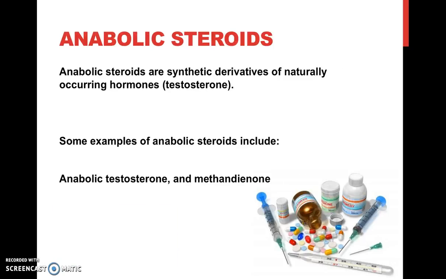Anabolic steroids are synthetic derivatives of the naturally occurring hormone testosterone. Some examples of anabolic steroids include anabolic testosterone or methendienone. Both of these things can be used either in pill form or in liquid form to enhance muscle growth or other forms of growth.